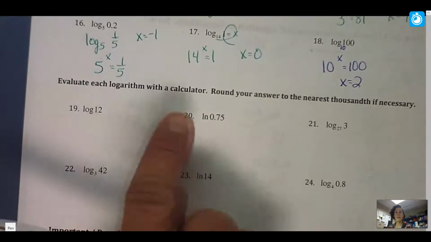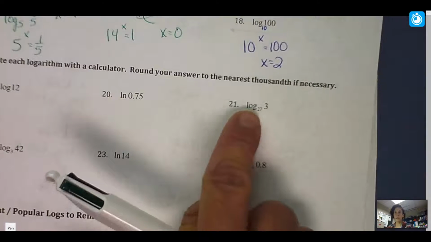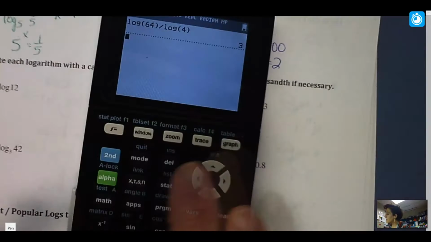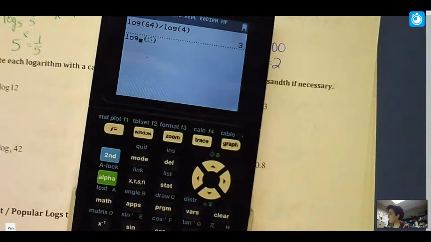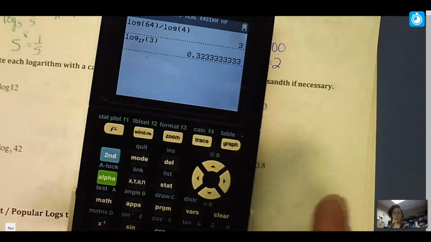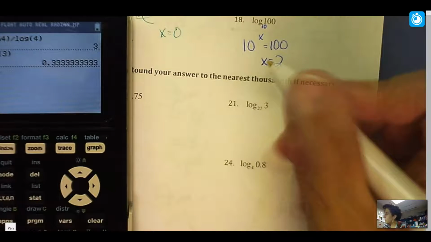So we're going to leave these alone for now, and we're going to start here. Most of us can press math, scroll up to A, put the 27 in, arrow over for the 3, and then we're going to see our answer, 0.33333.